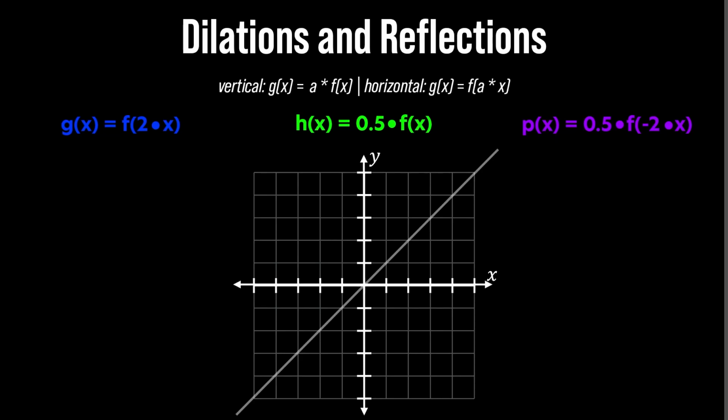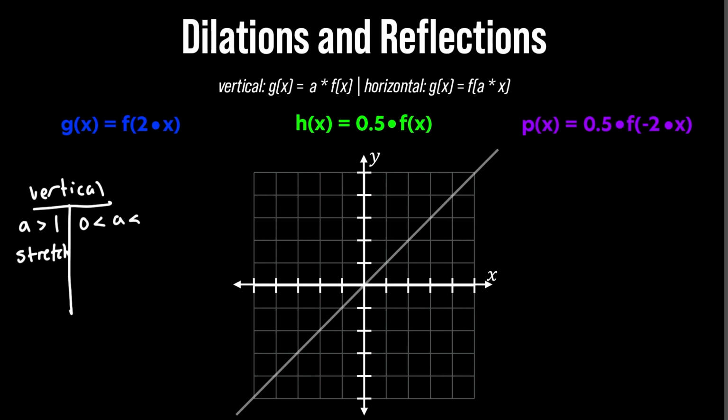Today we're going to learn about dilations and reflections. For a vertical stretch or compression, we have g of x is equal to a times f of x. And for a horizontal stretch or compression, we have g of x is equal to f of, in parentheses, a times x.